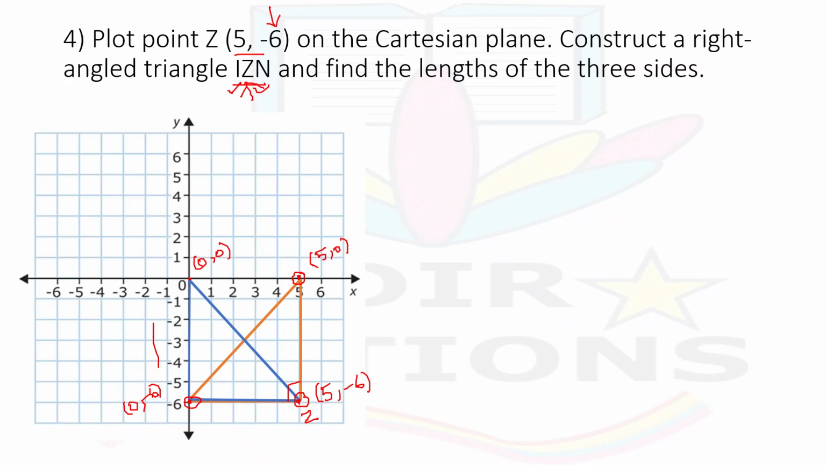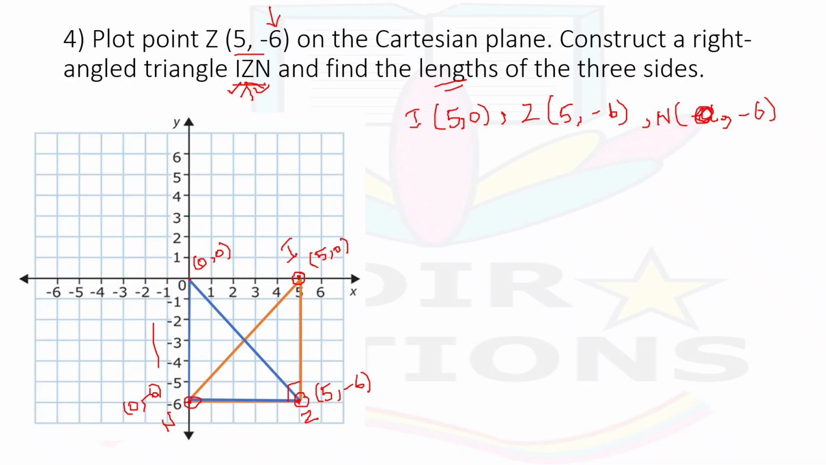So this is Z, right? I will take this as I and this as N. So I'm going to take this IZN triangle where, first let me write, I point is 5 comma 0, Z point is 5 comma minus 6, and then N point is going to be 0 comma minus 6. Yeah, it is 0 comma minus 6 because it is lying on the y-axis. Now what they are asking: find the length of all the three sides.